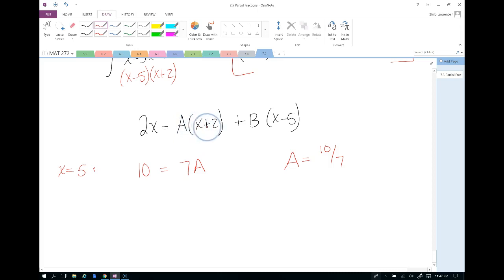Now to zero the a term out, we're going to use x equals -2. And if I plug -2 in for all my x's, I get -4 equals -7b. The a term zeroed out because we have -2 plus 2. So b is just 4/7.